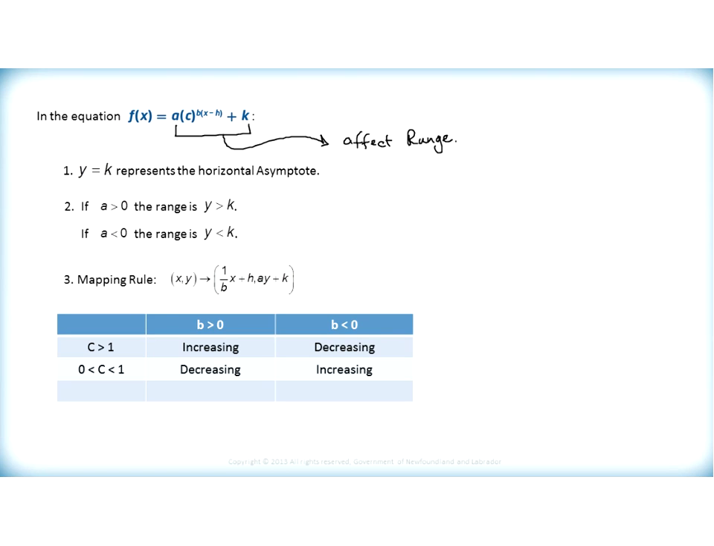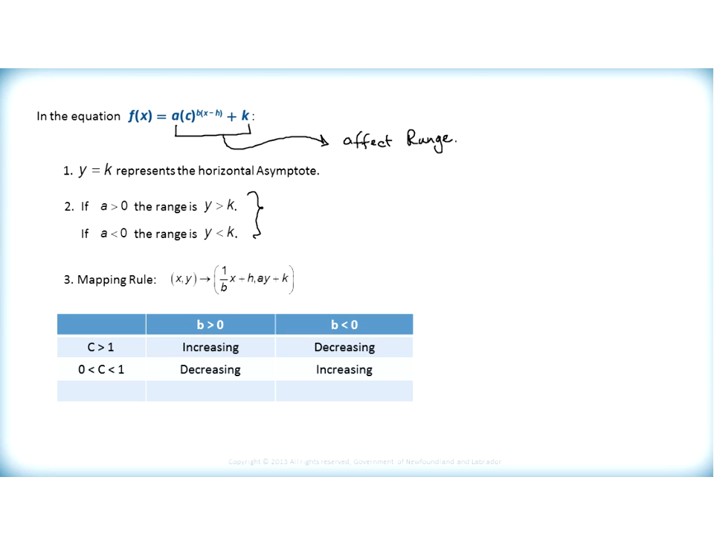If a is greater than 0, meaning that there's no reflection in the x-axis, the range is simply going to be y is greater than k, because that's your horizontal asymptote. The graph moves vertically k units. If a is less than 0, then you do get a reflection in the x-axis, and the range is going to be y is less than k. Quick way to remember range.